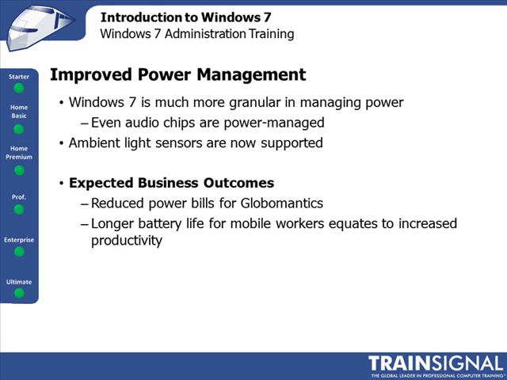The less energy that is used by the GlobalMantic desktop and laptop computing environment, the lower the power bill that GlobalMantic has to pay each month. Now, the longer battery life for mobile workers means the more time that the mobile sales force can spend with customer face time, which leads to increased productivity and increased sales. So anything that the GlobalMantic infrastructure can do to help those people stay on task and generating revenue is a good thing for the company.